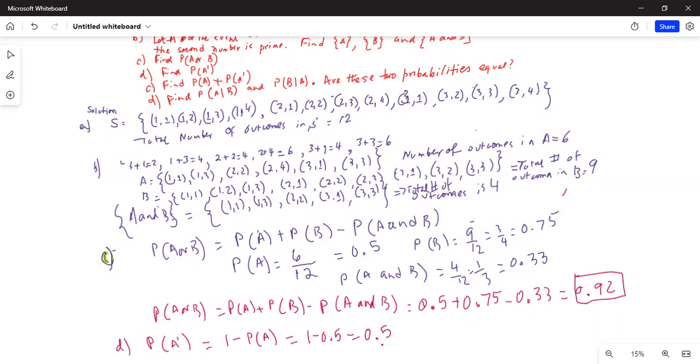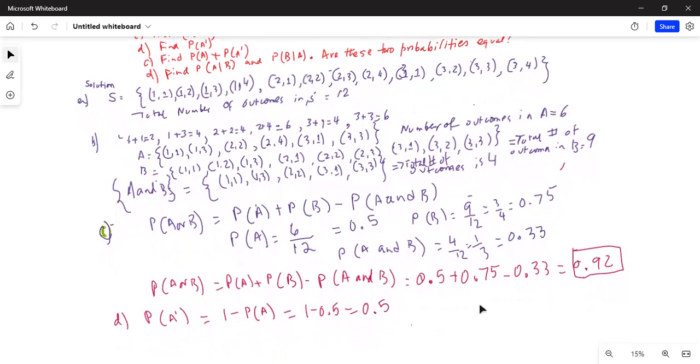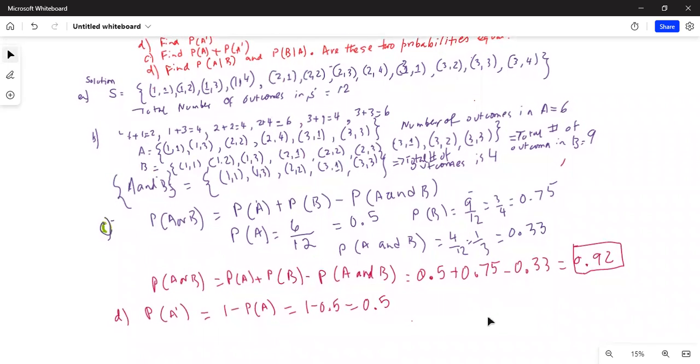So here we use the law of complements. That is, probability of complement event A prime is equal to 1 minus probability of A. Probability of A is 0.5. So 1 minus 0.5 is equal to 0.5. Okay. And let's move it again further up. Says part D, and the next one should be part E.